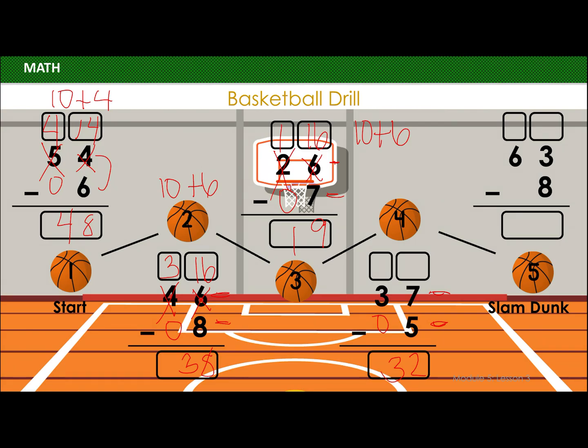The last one for today, 63 minus 8. 3 minus 8, I can't do that. My 3 is smaller than my 8, so I have to regroup again. I take 1 ten away, I am left with 5. That 10 I took away, I add to my 3 ones, so I have 13 ones now. So 13 minus 8 is 5 ones. 5 minus 0 gives me 5 tens, so my answer is 55.